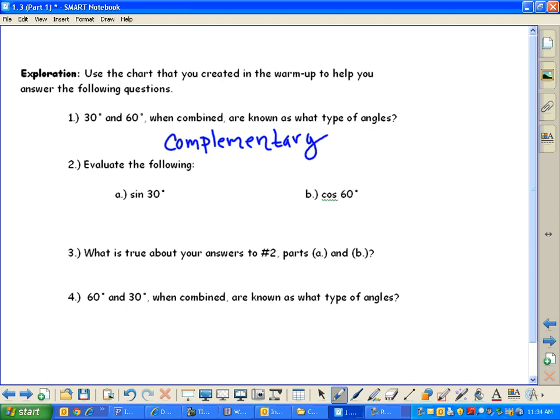So now you evaluate the following. You could look at your chart. Now we took the 30-degree angle and the 60-degree angle, and I had you find the sine of the 30, but the cosine of the 60. So you look at your chart, or throw it in your calculator, whatever you want to do. The y-coordinate at 30 versus the cosine, or the x-coordinate at 60. What do you notice? Yes, they're both 1/2.